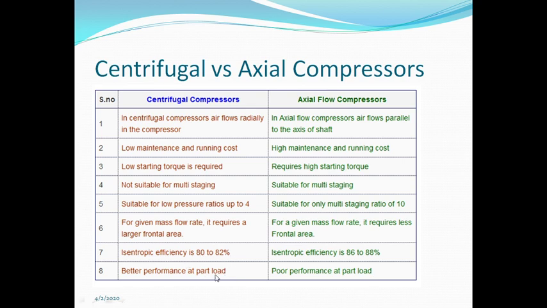What does part load mean? Suppose you have designed for one condition, but aircraft will not run all the time at that designed load. It goes to different loads. So whatever load is other than the design, we call that part load or off-design conditions. So performance is good for the centrifugal compressors at part load. But whereas these are really good for design efficiencies, 86 to 88%. That's really good for the axial flow.